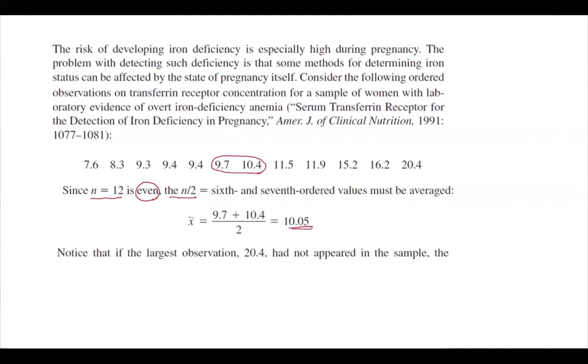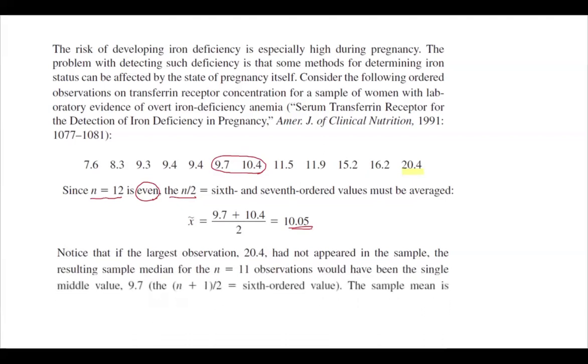Just a quick observation for you. 20.4 is the largest value. If this wasn't in the sample data, then the resulting sample median for n equals 11 observations would be the single value of 9.7. So compare 9.7 and 10.05. The median is 9.7 if the maximum value wasn't present here.